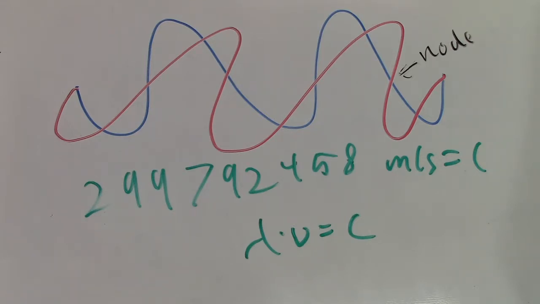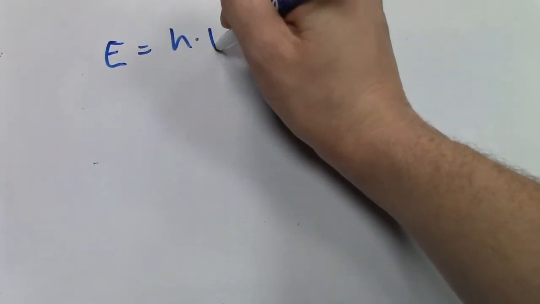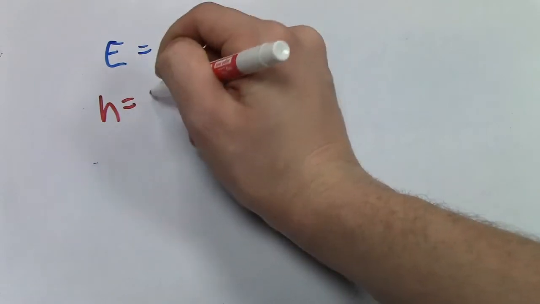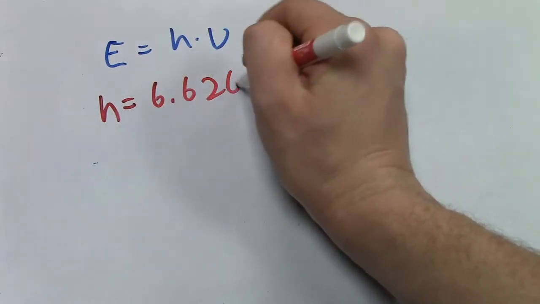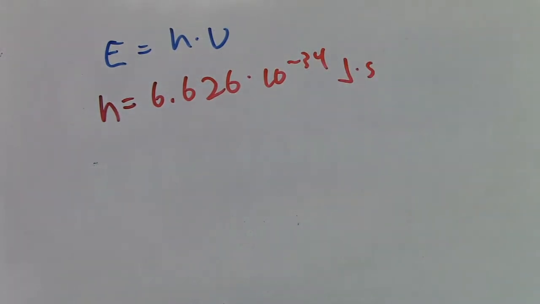Now, while wavelength and velocity do decrease somewhat, these changes are very small to the point of being negligible. So in general, we can say that light moves at the speed of light, as it were. Now, we can actually determine the energy of a wave of light using the equation E equals h times nu, where E is, of course, energy, nu is frequency, and h is Planck's constant, which has the value of 6.626 times 10 to the negative 34th joule seconds.